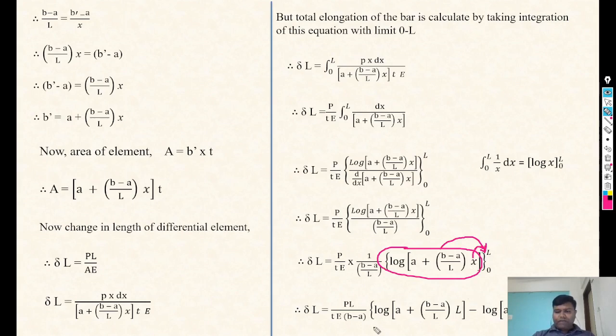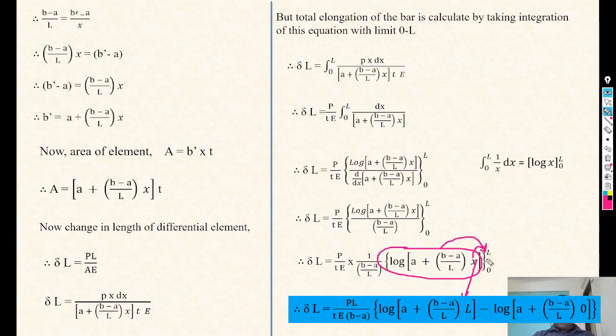So this is the total term into L, means just put L at the position of X. So log A plus B minus A by L into x, just put L. Similarly, the total term as it is, and just put x equal to 0 in the lower limit.